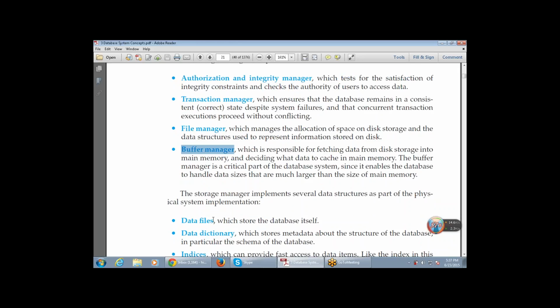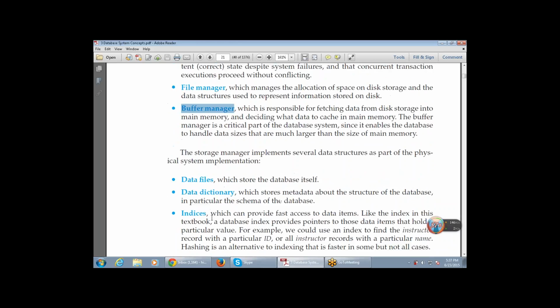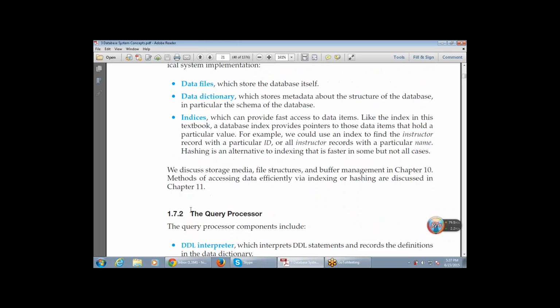The storage manager implements several data structures like data files, data dictionary, indices. So these are the various storage areas in which we can store the data. Then the query processor, that is how to process the query, or how to use the query language, that is the query processor.